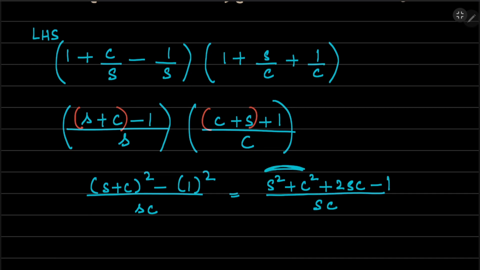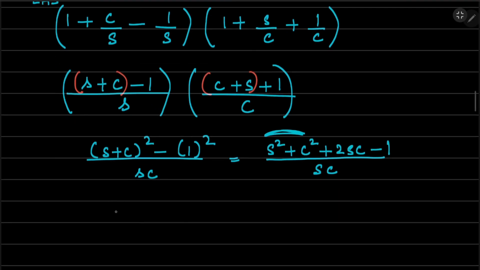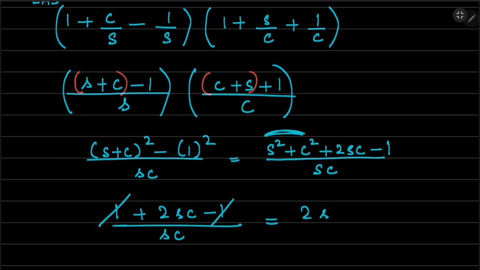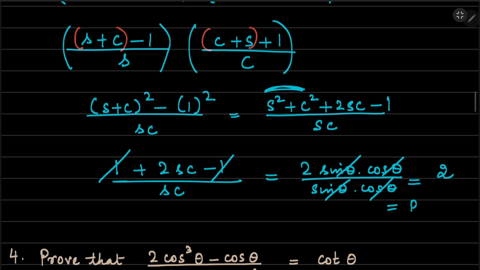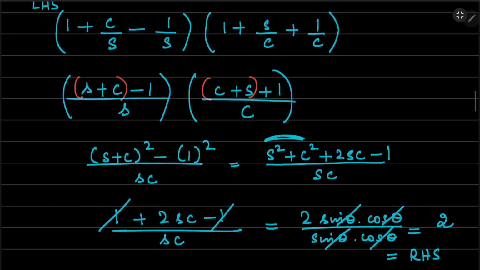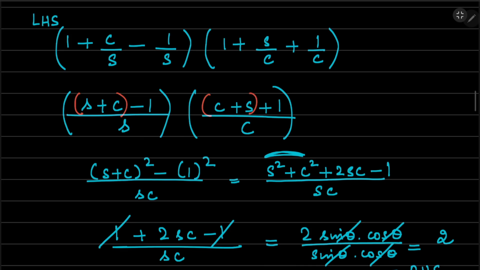Okay, so what is this? Sine square plus cos square is just 1. So 1 plus 2 sine theta cos theta minus 1, divided by sine theta cos theta. So 1 minus 1 gets cancelled. You have 2 sine theta into cos theta divided by sine theta into cos theta. All the terms get cancelled and you get a 2 here, which is equal to your RHS. I hope you understood. So when you are doing this, you can write C for cos and S for sine entirely.